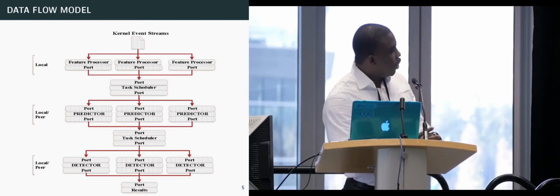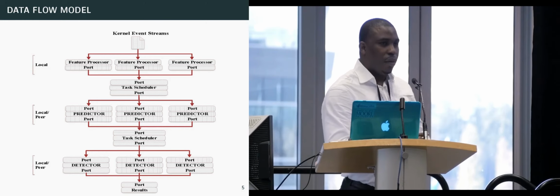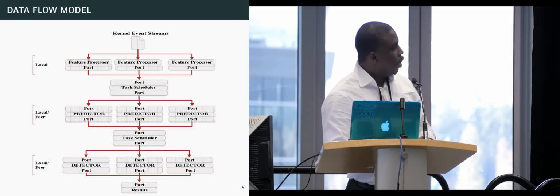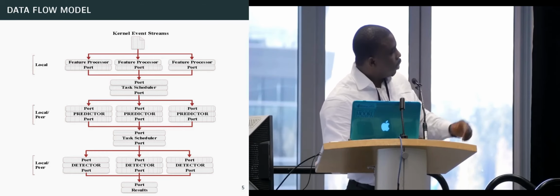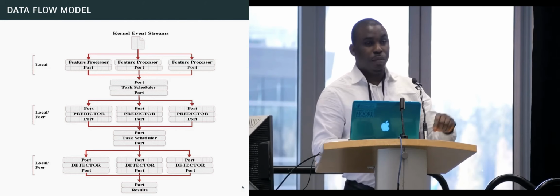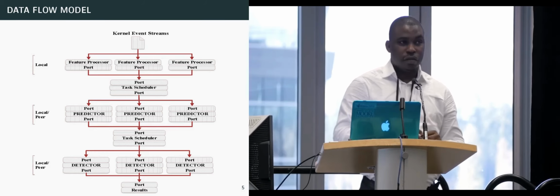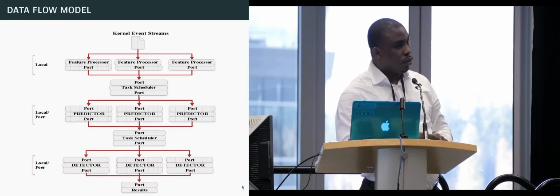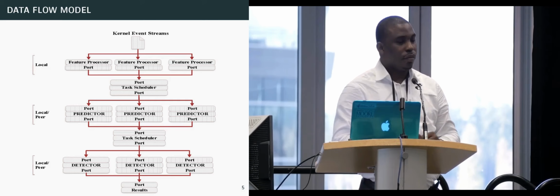So we came up with a data flow model that looks like this. In our deep learning model, it has 3 main blocks: the feature processor block, the predictor, which is where the deep learning model sits, and then the anomaly detector, which uses probability to make decisions.